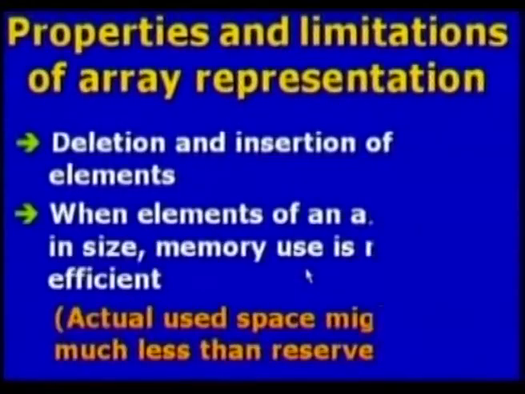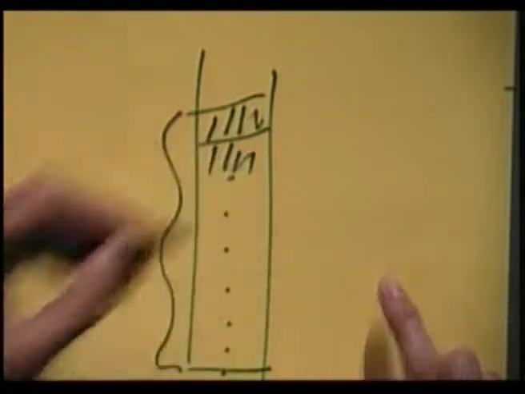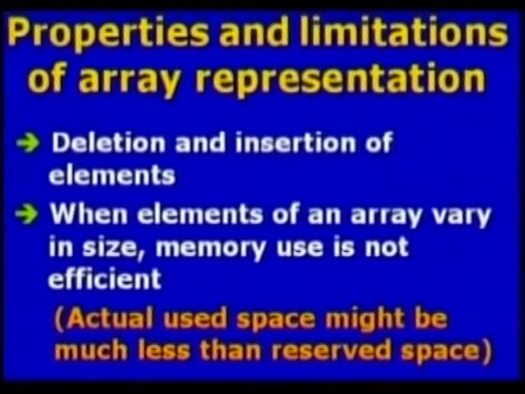Deletion and insertion of elements. When elements of an array vary in size, memory use is not efficient. When the size here is not the same, then I'm afraid I don't know how to access the different locations. Actual used space might be much less than reserved space, as I said, because you thought you're going to need 100 locations, but practically when you ran the program, you realized that you're only using 20% of that space. So that space is wasted, basically. So dynamic allocation is definitely better.